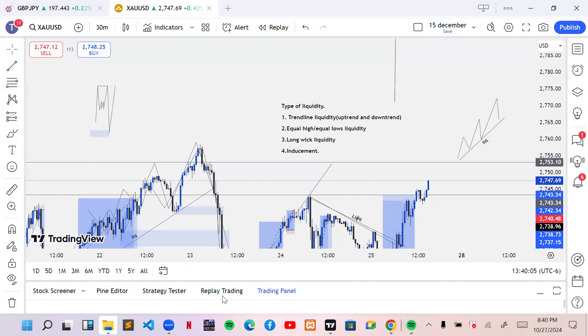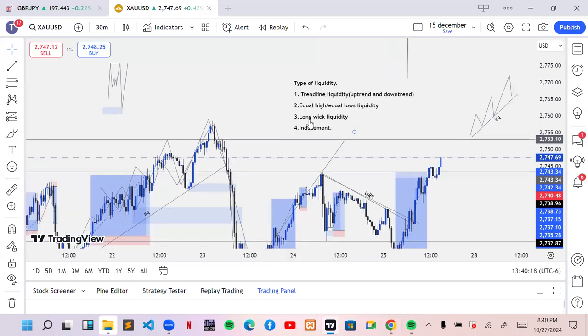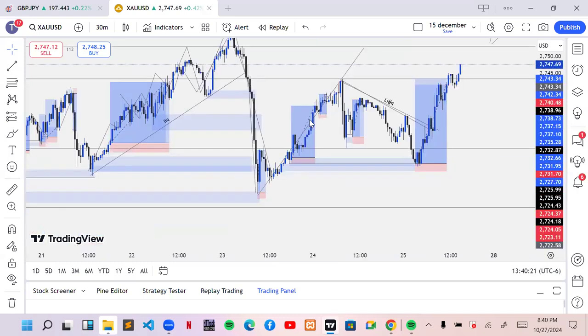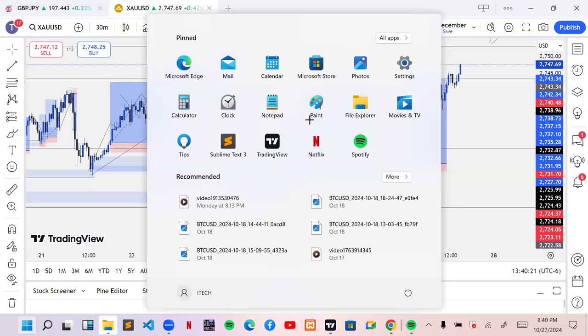So please, if you have a question regarding this liquidity that I just taught, just ask me. I think it's actually very, very clear. There are different types of liquidity. Just get this down. Trend line liquidity, that's uptrend and downtrend. So every pattern that the market uses to approach an entry will tell you where your take profit should be.